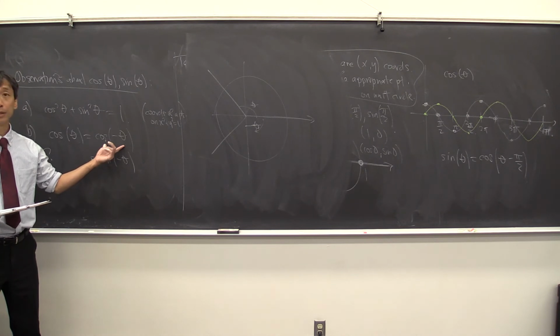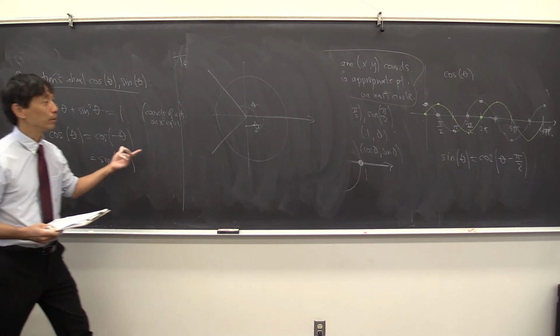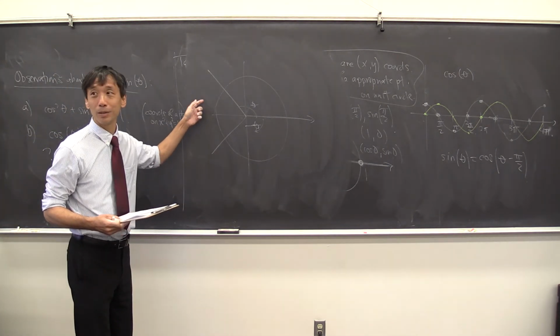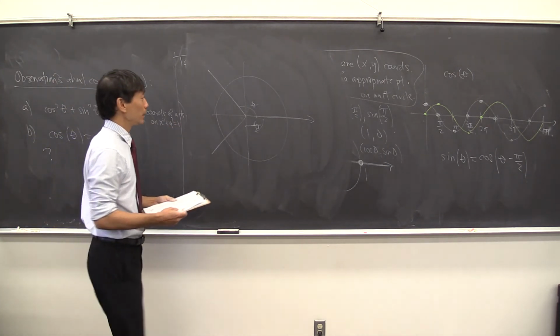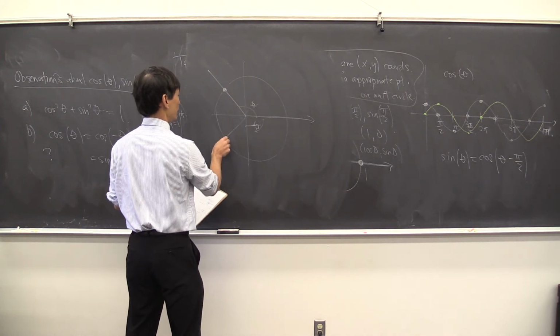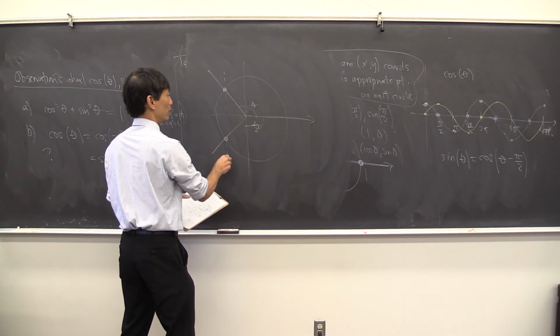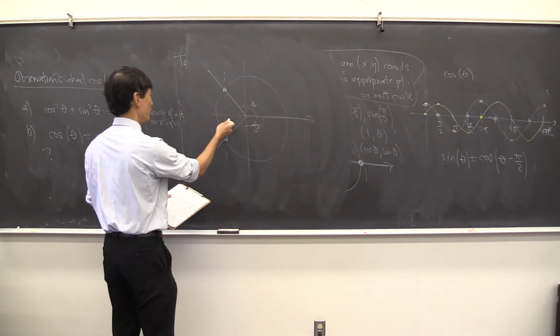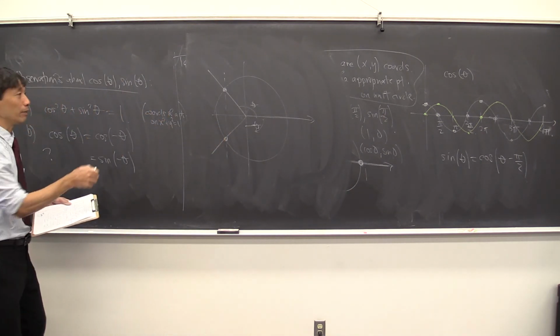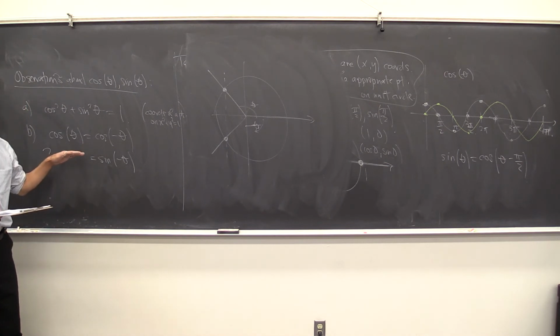Is that clear from the picture? Zoe, you're nodding. Why is it clear? The x values are the same, right? The x coordinate of this and the x coordinate of this are the same. So cosine of theta equals cosine of negative theta, pretty obvious.